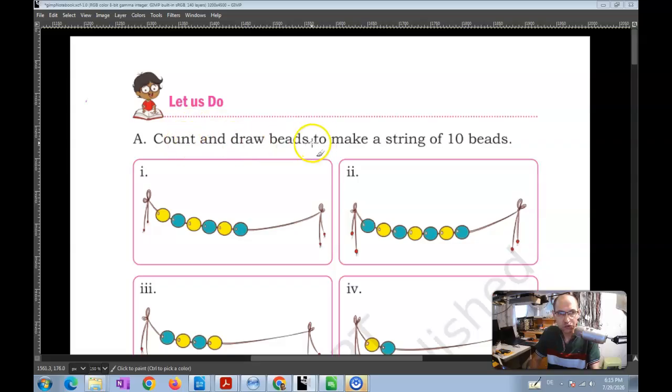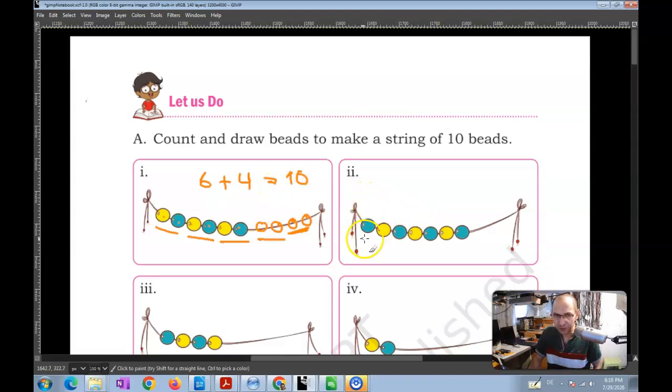It says count and draw beads to make a string of 10 beads. So we have 1, 2, 3, 4, 5, 6, and then 1, 2, 3, and 4. So now we have 2, 4, 6, 8, and 10 beads over here, which means that 6 plus 4 is equal to 10, right?